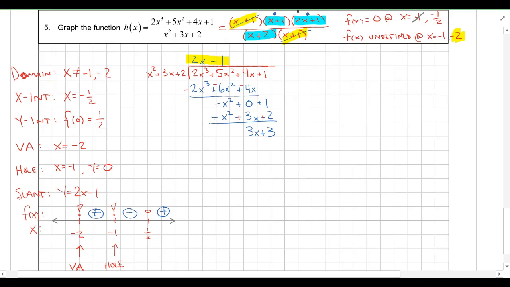Last but not least, let's roll across x equals -2. This factor now turns negative. So I have a negative times a negative divided by a negative. It gives me a negative result.